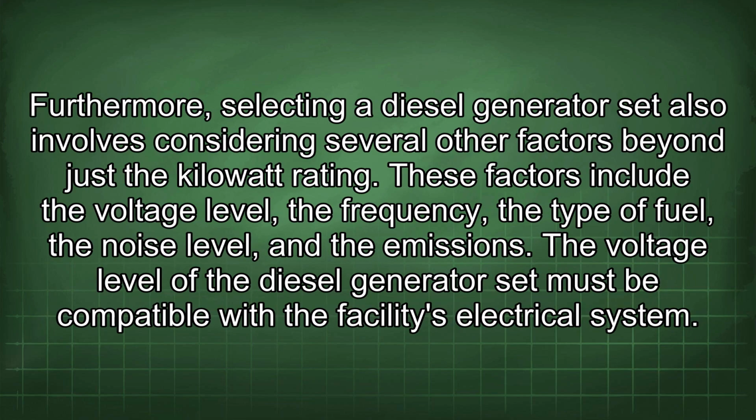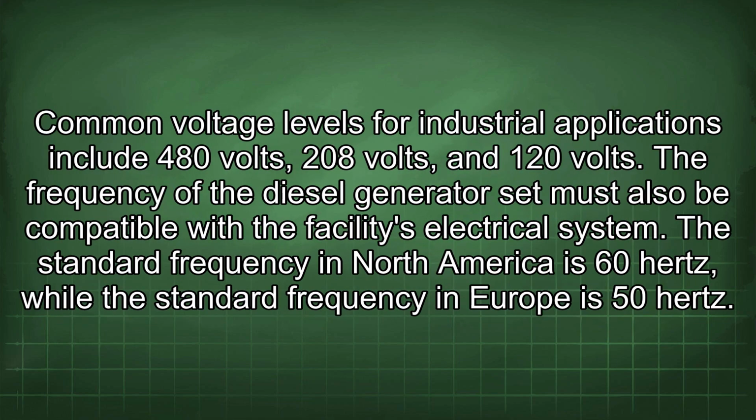Furthermore, selecting a diesel generator set also involves considering several other factors beyond just the kilowatt rating. These factors include the voltage level, the frequency, the type of fuel, the noise level, and the emissions. The voltage level of the diesel generator set must be compatible with the facility's electrical system. Common voltage levels for industrial applications include 480 volts, 208 volts, and 120 volts.